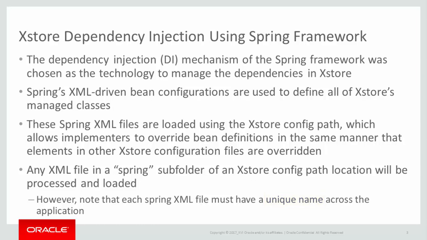So if you think about a config file like opchain config.xml, there's an opchain config.xml file in the DTV res config directory. You could have one in your cust config version 1 directory, and you could have a file of the same name in many other config path directories. You can't do that with the Spring files.